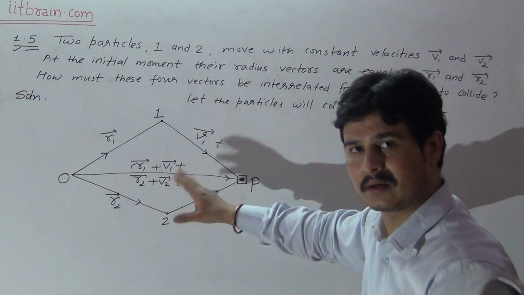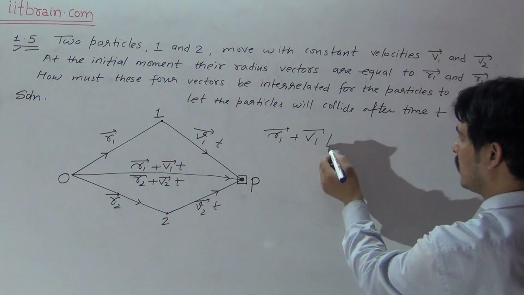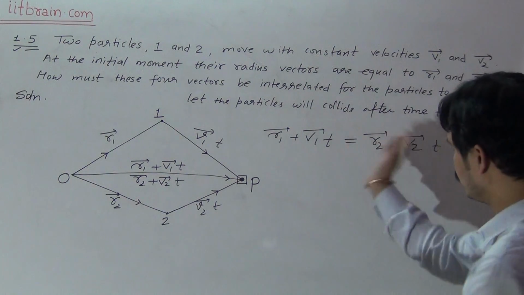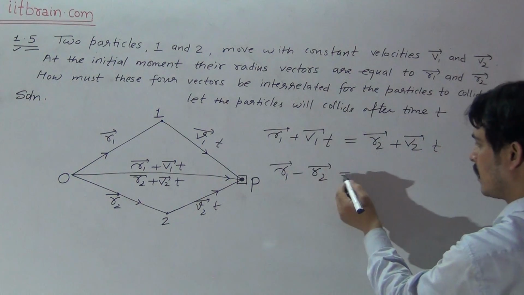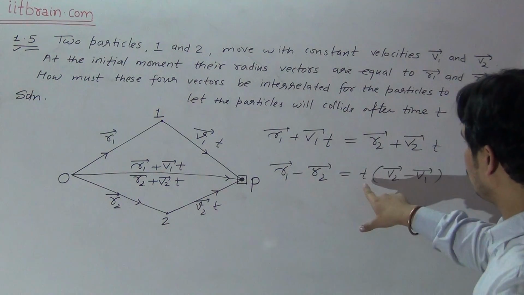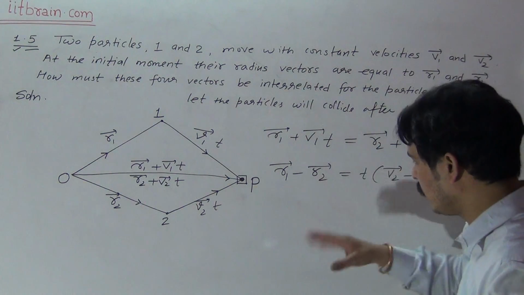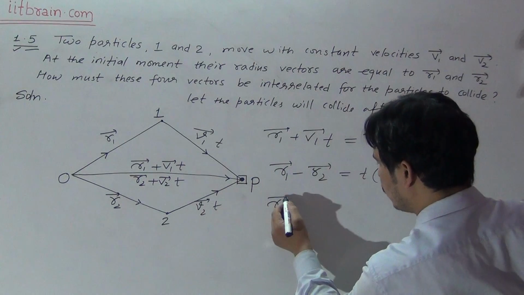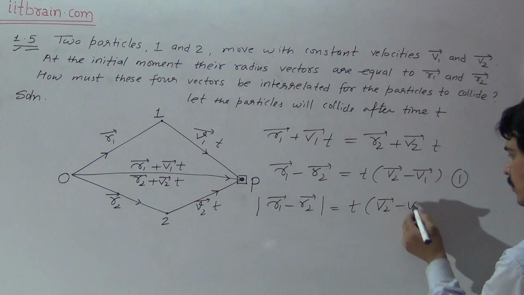So OP vector can be written in two manners, and we know that these two should be equal. So r1 vector plus v1 vector into t will be equal to r2 vector plus v2 vector into t. And if you solve this, take v1 on this side and r2 on this side, you will get r1 vector minus r2 vector equal to t common, v2 vector minus v1 vector. So r1 vector minus r2 vector is t times v2 vector minus v1 vector. This is the first equation. And for finding the value of time in scalar form, take mod on both sides, you will get mod of r1 vector minus r2 vector is equal to t times mod of v2 vector minus v1 vector.